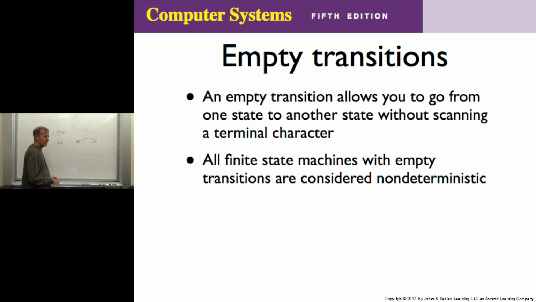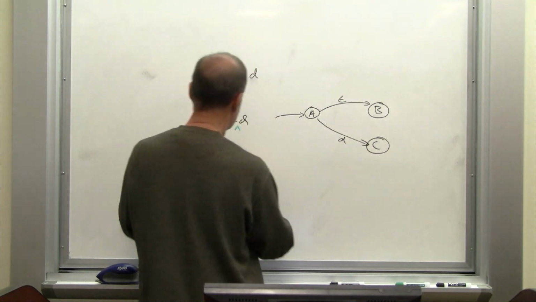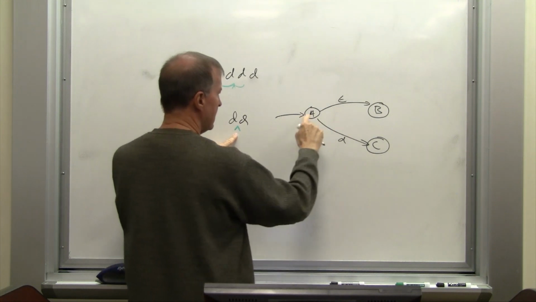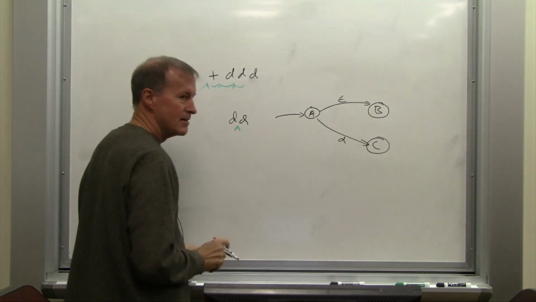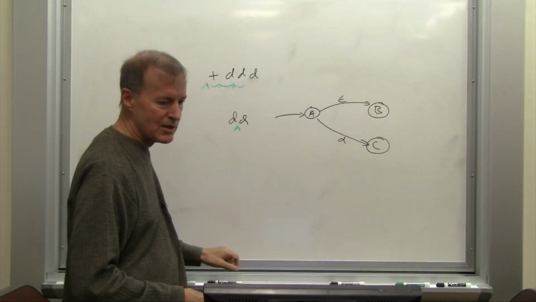And by definition, any finite state machine with an empty transition is automatically classified as what kind? Non-deterministic. Because look, what if you had a D here to some other state here? You would have a choice of either going on the empty one here or D to here. Because that gives you a choice, state machines with empty transitions are always considered non-deterministic.